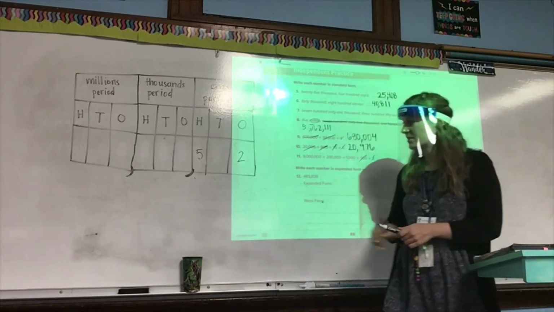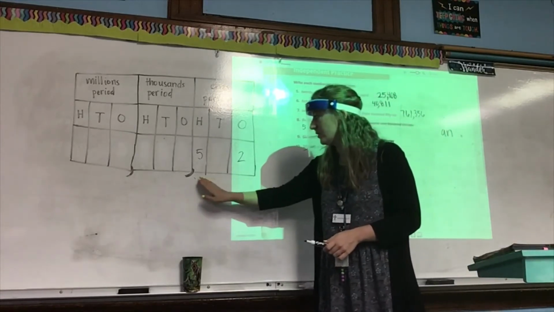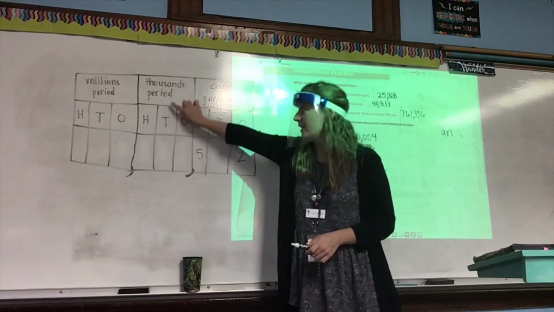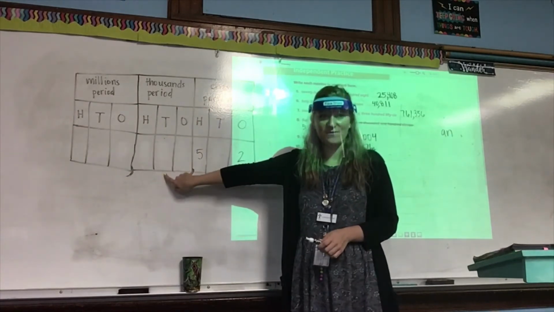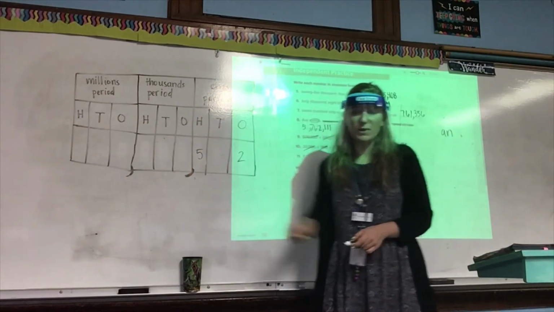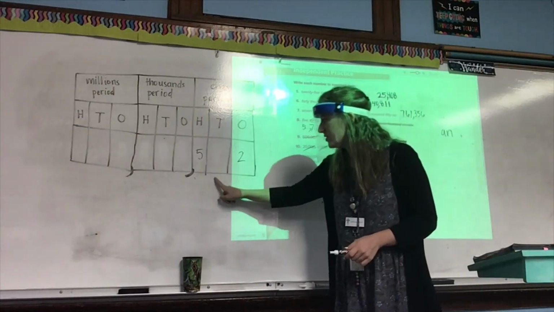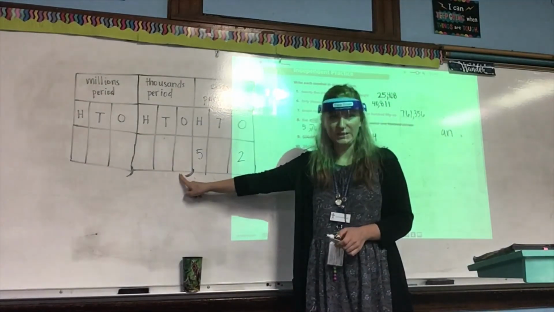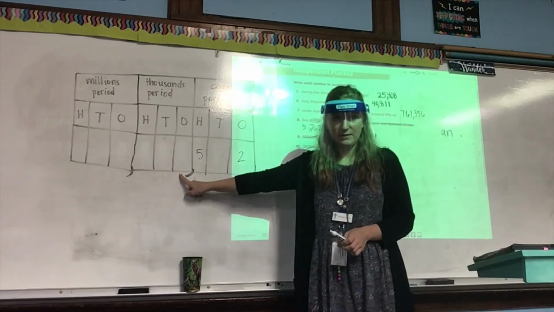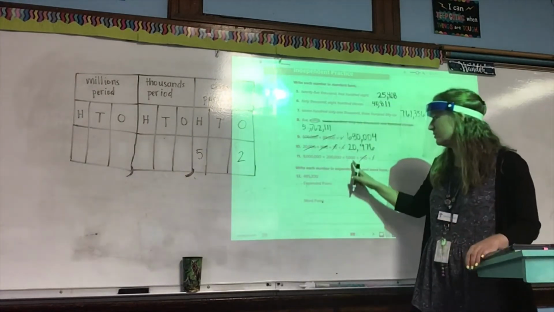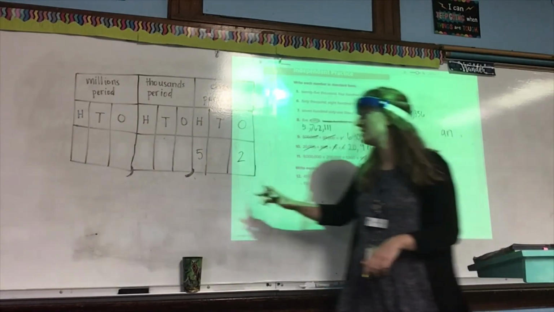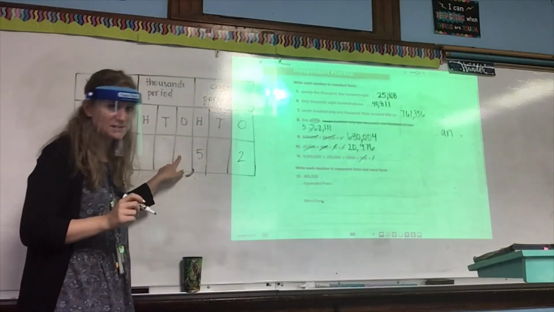Look, sorry. 1, 2, 3, 4, 5. The 10,000s place is 5 digits over. Which place is 4? 1, 2, 3, 4. The thousands. So in order to have a value of 1,000, what digit has to go in the thousands place?